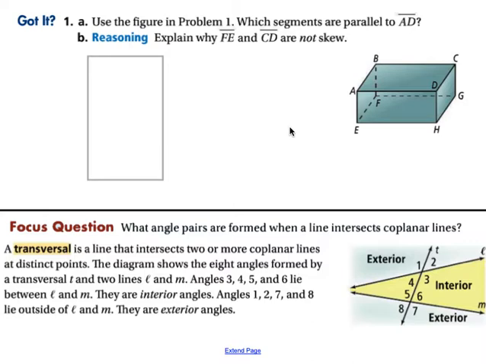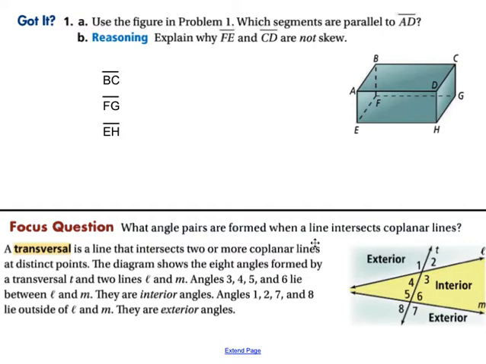All right, I hope you tried that on your own. Segments that are parallel to AD. AD is the front segment, so we could have BC here, we could have EH, or we could have FG. All of those would be parallel to AD. The second part of that says, explain why FE, which is the bottom left side here, and CD are not skew. It's because they're parallel. Remember, skew lines cannot be parallel, and so those do not qualify as skew lines.